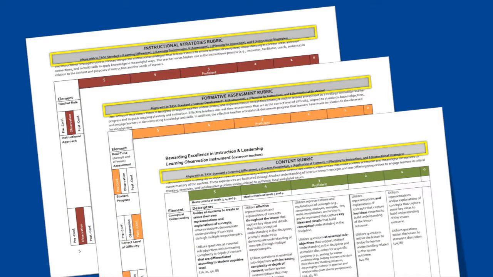Now, looking inside the instrument, you will notice that the title of each rubric is in a shaded gray bar near the top of the page. Go ahead and pause here to tab all 6 rubrics for easy reference.